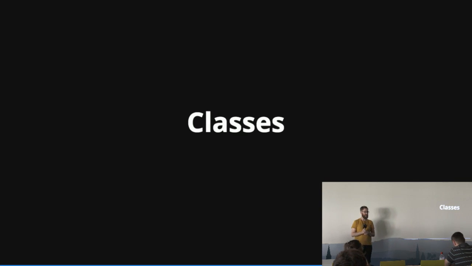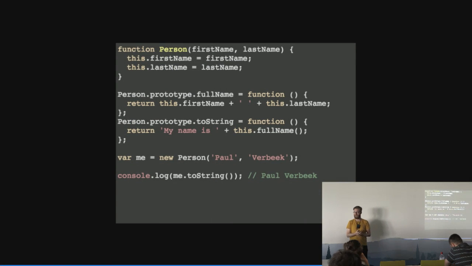Classes are actually nothing more than some syntactical sugar on top of functions. So if you want to create a function called person in ES5, it's probably not the best way to do it, but I will just create a fast example. You can have a first name and last name inside of it, so you have to do that inside of the function, and then you want to have a full name, which returns the first name and the last name, and you have a toString, which just returns the string called my name is, and then the full name.